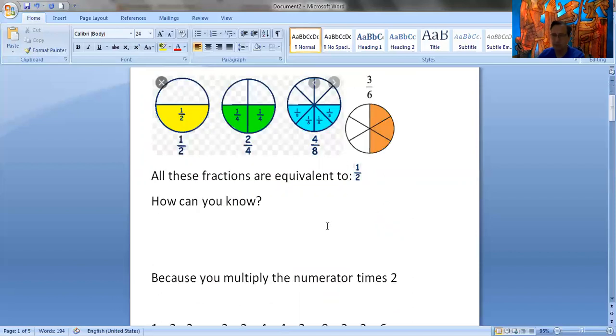¿Cómo puedes saberlo? Porque multiplicas el numerador por 2. Because you multiply the numerator times 2. So this is the numerator in this first representation. This is 1, the numerator, times 2 is 2. 2 times 2 is 4. 4 times 2 is 8. So all these fractions are equivalent to 1/2, because when you multiply the numerator times 2, you get the denominator.